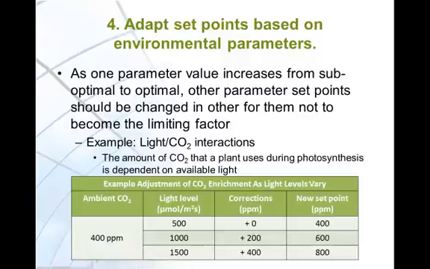The amount of CO2 that a plant uses during photosynthesis is dependent on available light. The table at the bottom demonstrates that as light level increases, the amount of CO2 maintained in the greenhouse should be increased. This way, CO2 does not become a limiting factor on sunny days. Conversely, CO2 is not wasted in the greenhouse on cloudy days when light is a limiting factor.